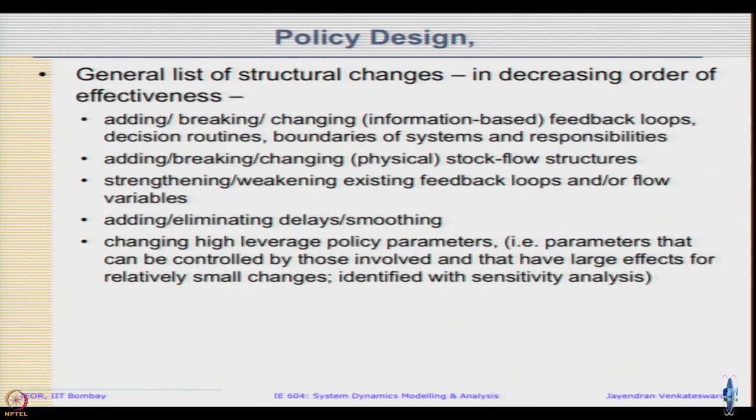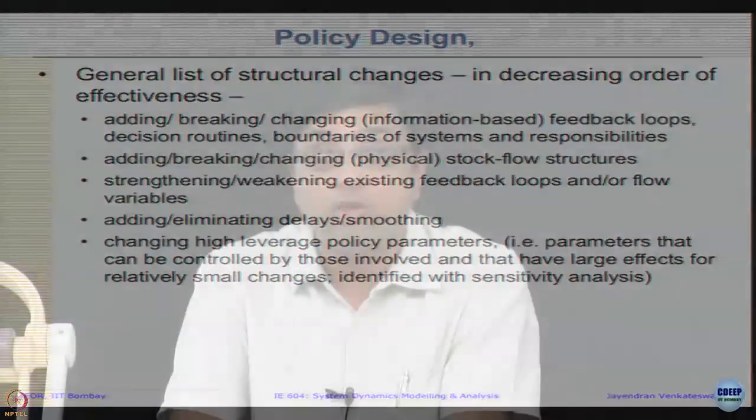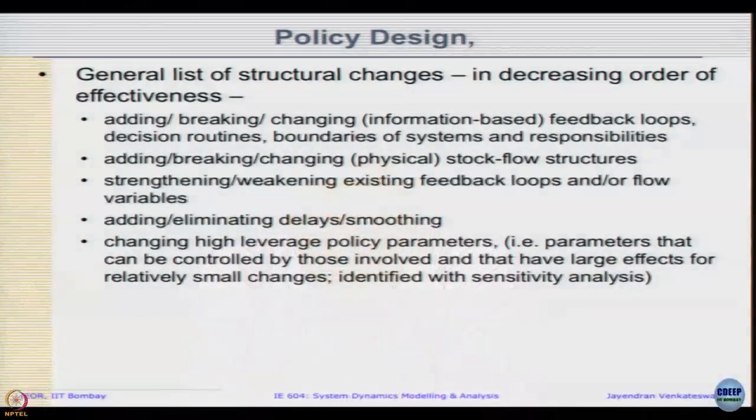The second one which can have the maximum impact could be adding, breaking or changing the physical stock flow structures themselves. Do we really need so many levels of stock, or is there a way in which I can cut down one level within the system itself? Then strengthening or weakening existing feedback loops under flow variables, adding or eliminating delays or smoothings, and changing high leverage policy parameters, that is, parameters that can be controlled by those involved and that have large effects for relatively small changes, because you identify them with sensitivity analysis. So, typically whatever policy analysis we do, these are the typical things we will end up affecting in our model.